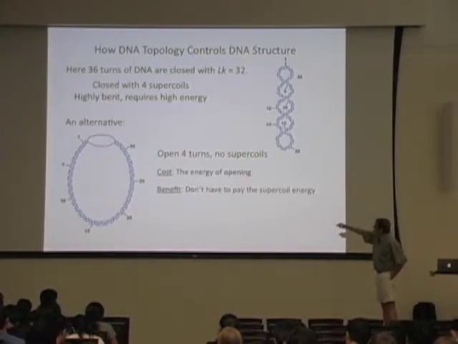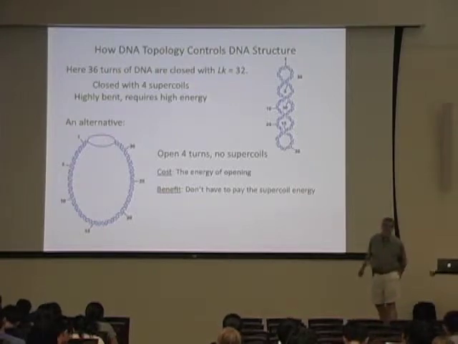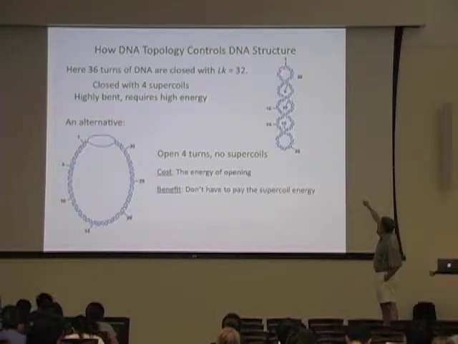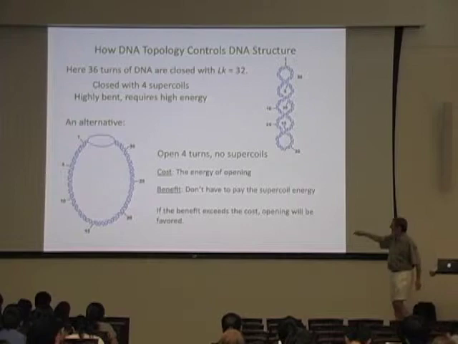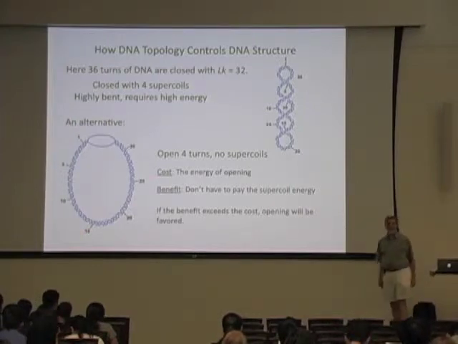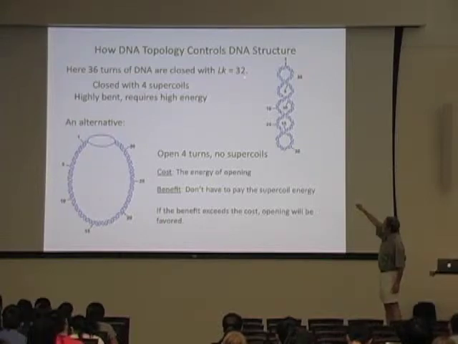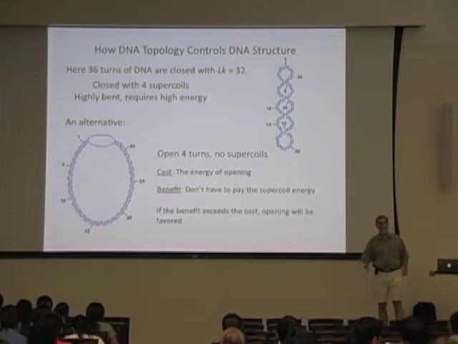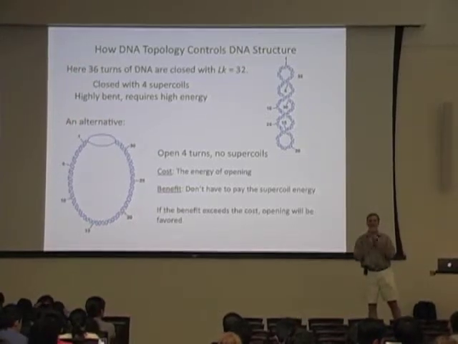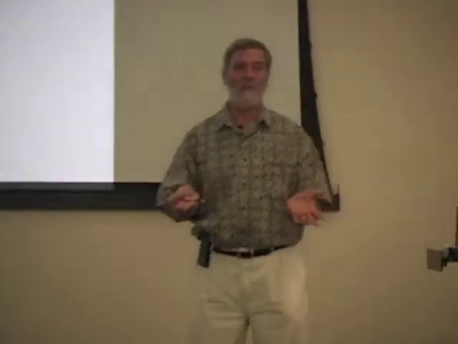Now, there's a cost to this transition. It costs energy to open these base pairs. But on the other hand, you get a benefit too, because you're relaxing the high energy of this highly deformed curved structure. So if the benefit exceeds the cost, then this will be the structure that will be preferred. And in that way, a deficiency of the linking number, that it's only 32, whereas to be relaxed it would have to be 36, can drive structural transitions, which can be involved with opening the DNA and giving access so that genes can express, so that replication can start. All these things can happen. And it's driven in some measure by the topology, what the linking number is.